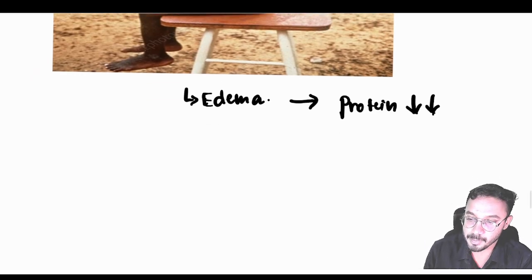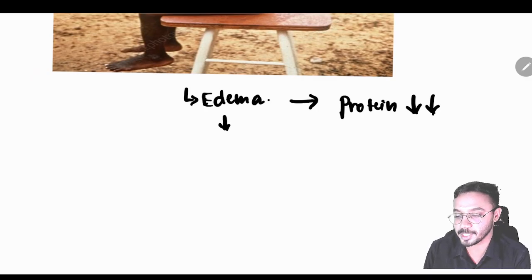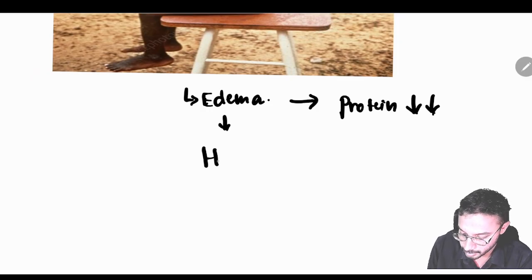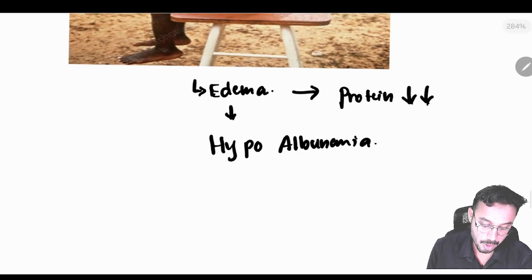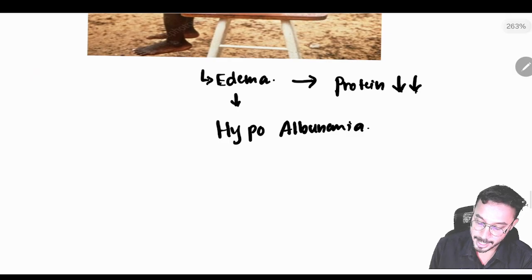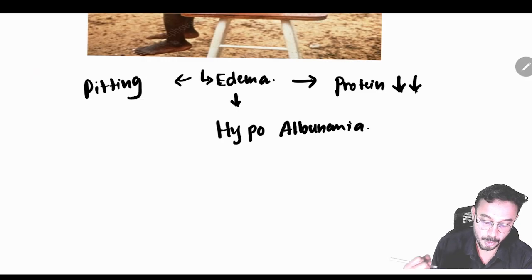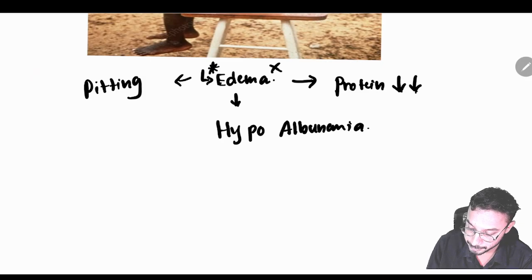So we all know serum protein is stored in the body in the form of albumin. If you check the serum albumin, it will also be less. So that's why hypoalbuminemia. Albumin is less, protein is less, and edema is present. This edema is pitting edema. This is very important. The most characteristic feature is your edema, due to this hypoalbuminemia.